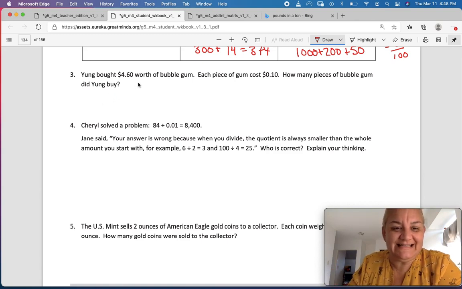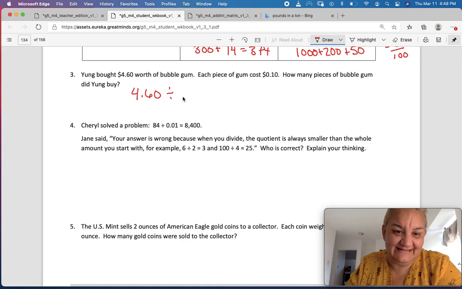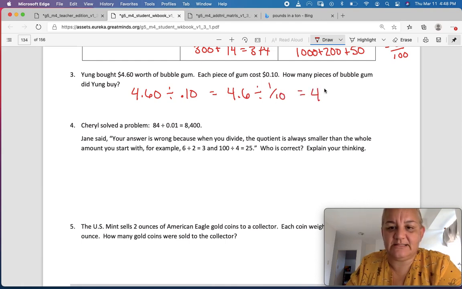Young bought $4.60 worth of bubble gum. Each piece of gum cost 10 cents. How many pieces of bubble gum did Young buy? So we've got $4.60 divided by 10 cents, right? Which is the same as saying $4.6 or 4 6/10 divided by 1/10, which equals 46 pieces of bubble gum.